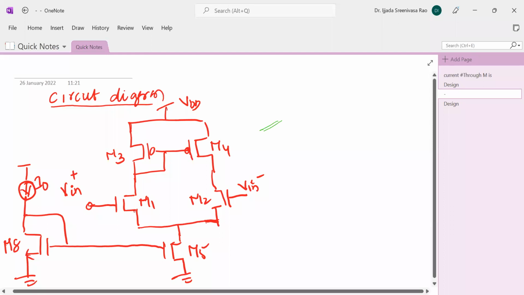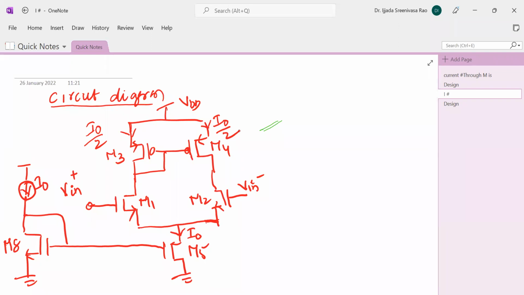Since I0 current is flowing through this one, the same I0 current flows through M5. This branch and this branch are both symmetrical, and this branch carries a current of I0 by 2, and this branch also carries a current of I0 by 2. Got it?